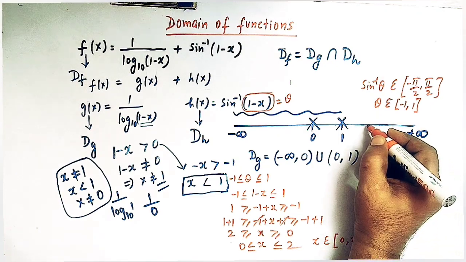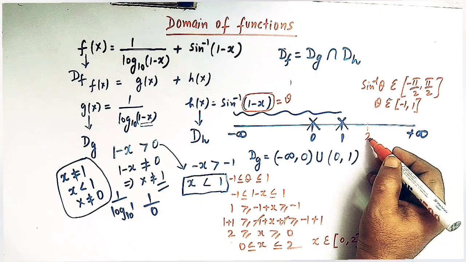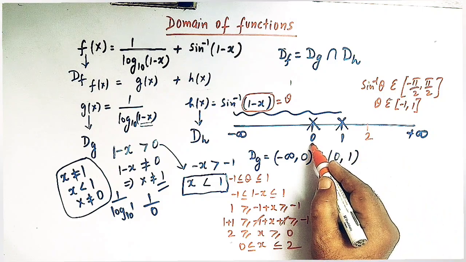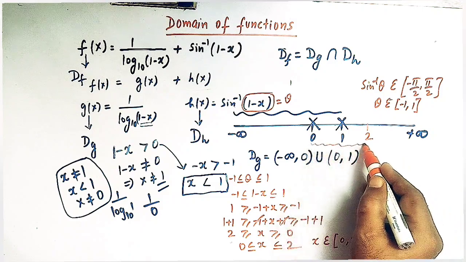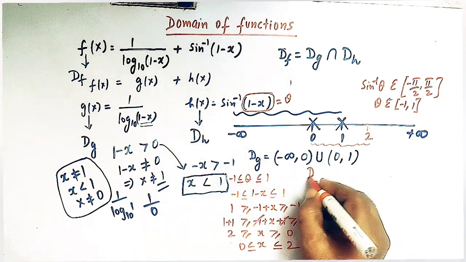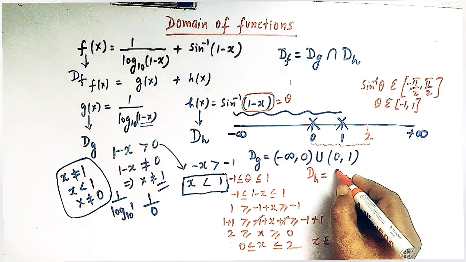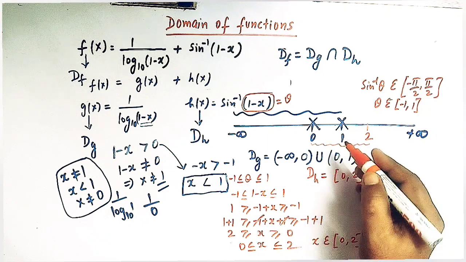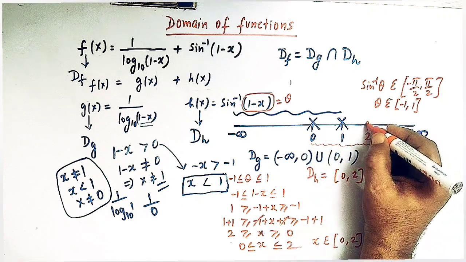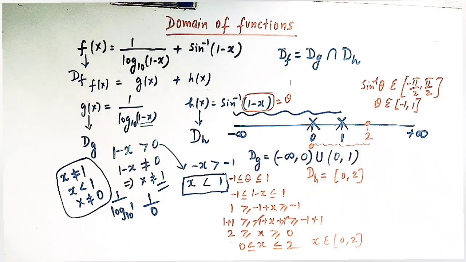So now here we have 2, and 2 is included, right? And we go from 0 to 2. So let us draw it over here. So this is the domain of this function h of x. So we write dh is equal to the interval that is 0 comma 2. And remember here 0 and 2 both are included, right? So here we have 0, and here we have 2.